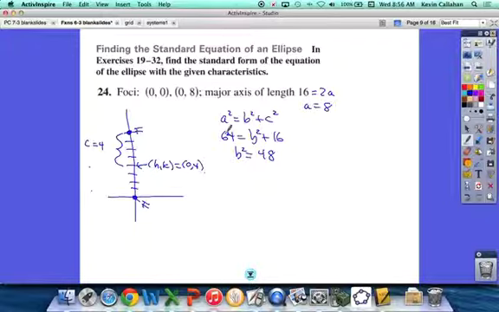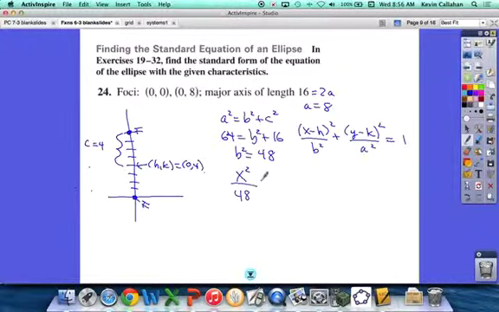Now which version of the standard form do we need? Is it vertical or horizontal? It's vertical. So we need to fill in this form: x minus h squared over b squared plus y minus k squared over a squared equals 1. We know the center, the a squared, and the b squared. The center is 0, 4. So the first term will be x squared divided by b squared, which we just said is 48, plus y minus 4.